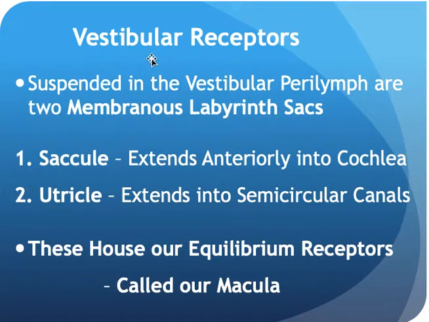So my vestibular receptors are suspended in the vestibular perilymph. There are going to be these two membranous labyrinth sacs, okay, and we're going to have a saccule. It's going to extend anteriorly into the cochlea, and we're going to have a utricle, and it's going to extend into the semicircular canals, and we'll see these in a picture here too. Okay, these are going to house our equilibrium receptors, and they're going to be called our maculas. So you want to remember that the vestibular receptors are going to be called that macula, okay, and then the semicircular canals are going to have their own.